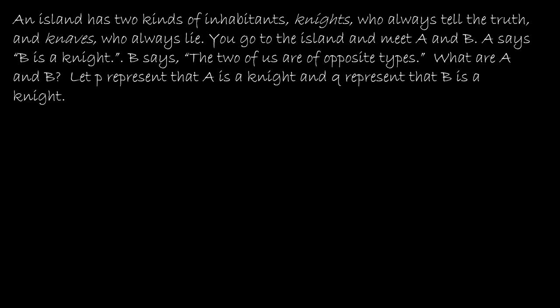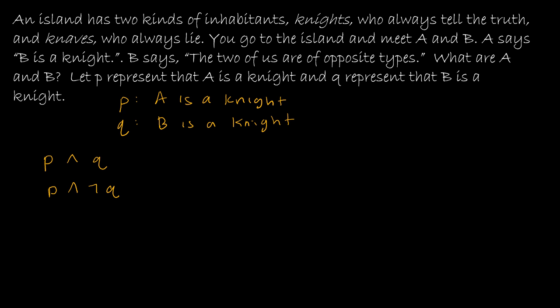We're going to let P represent A is a knight, and we're going to let Q represent B is a knight. There are a lot of different ways to go about this, and there's no one correct way, but there is one correct answer. To get started and stay organized, we really have four possibilities. We either have P and Q, P and not Q, not P and Q, or not P and not Q.